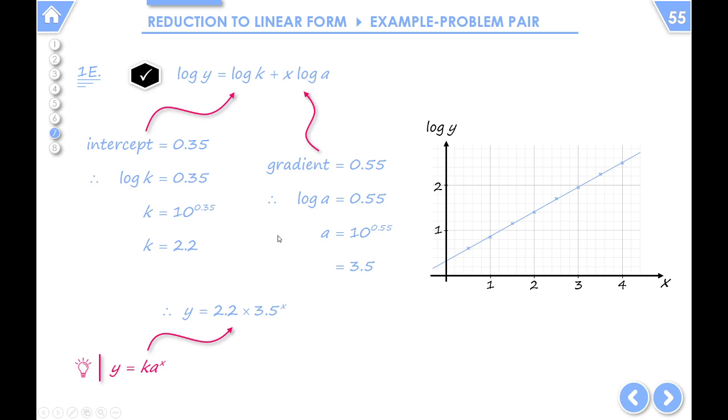Okay, so I'll just give you a couple of minutes to have a go at this for yourself. Use your gradient, your intercept, see if you can get an equation here. You might not get exactly 2.2 and 3.5, but you should get somewhere in that ballpark.